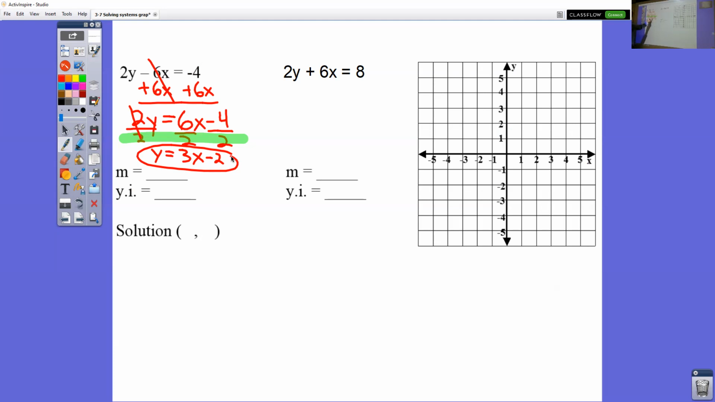My slope is my number in front of the x. I want to write that as a fraction though, so I'm going to write 3 over 1. Anytime it's a whole number like that, whether it is positive or a negative integer, we want to put it over 1. So that really means up 3 over 1. And my y-intercept is going to be 0, comma, negative 2.